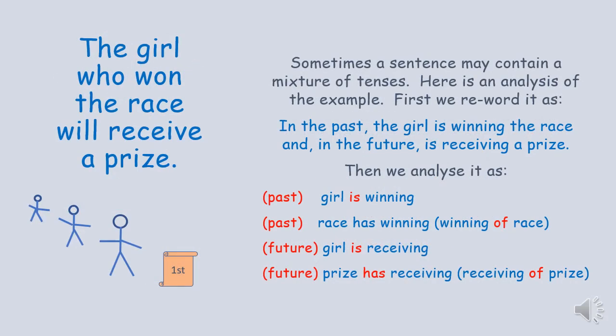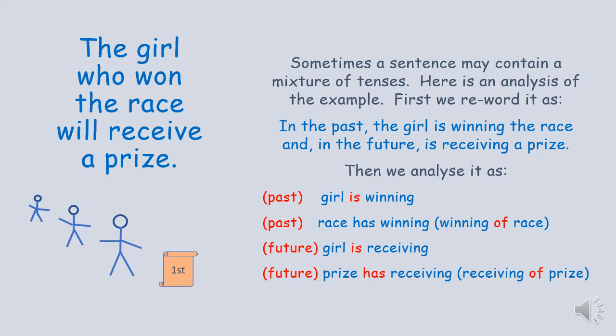Sometimes a sentence may contain a mixture of tenses, as in the example, the girl who won the race will receive a prize. And here is an analysis of this example. The first thing we do is reword it as, in the past, the girl is winning the race and in the future is receiving a prize.